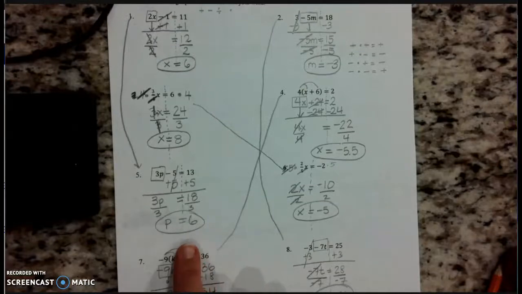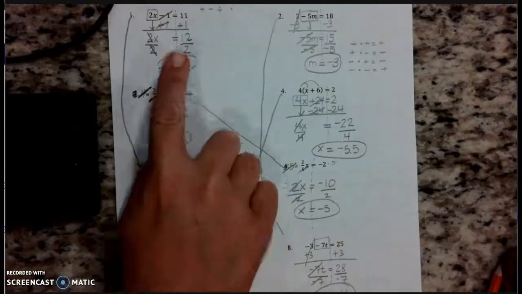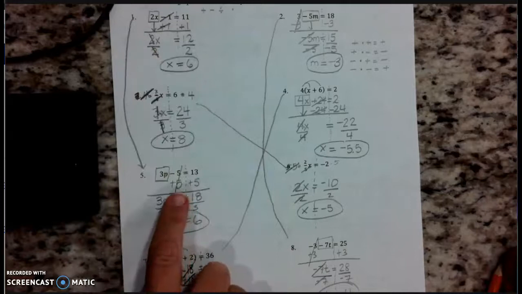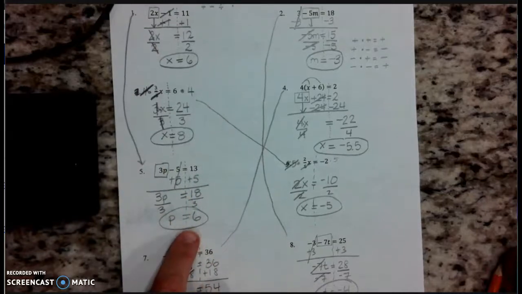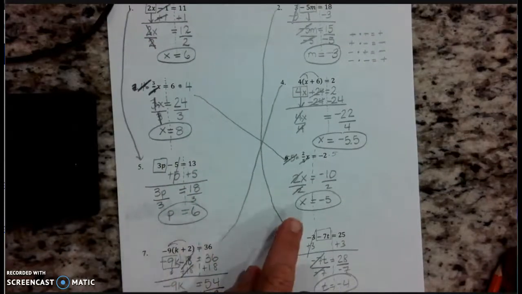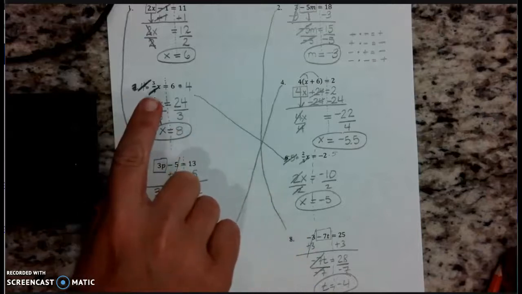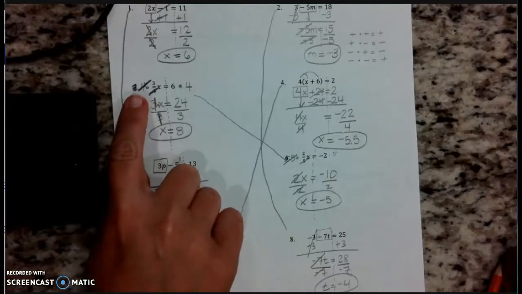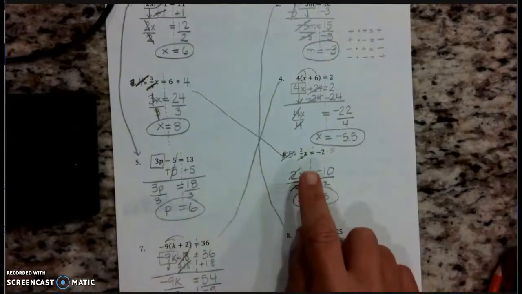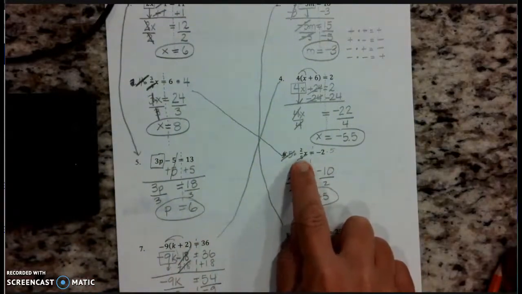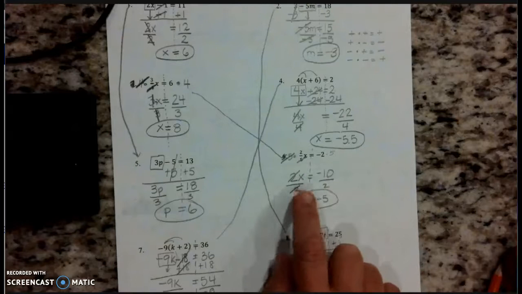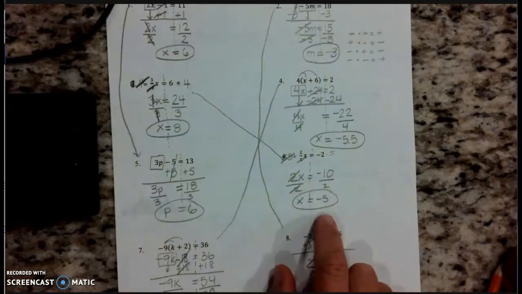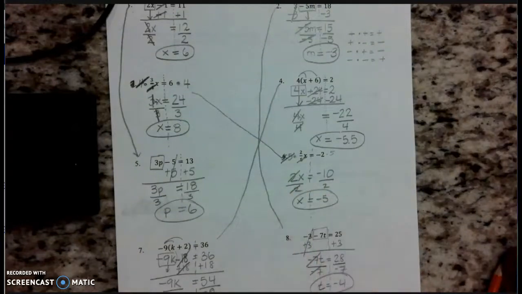So number 5 was very similar to number 1. I had to get rid of this intruder first, and then divide, and I got p equals 6. Number 6 was very similar to this one with the fraction, number 3, which I had canceled out, and I had to get rid of him too. 2/5. I got rid of the bottom first, so I multiplied by 5. And then I divided by the 2, and I got x equals negative 5.